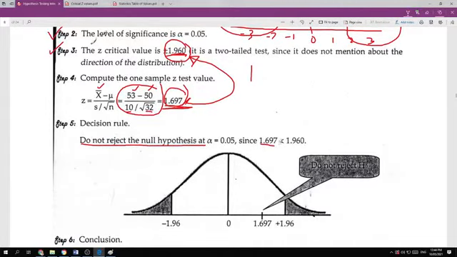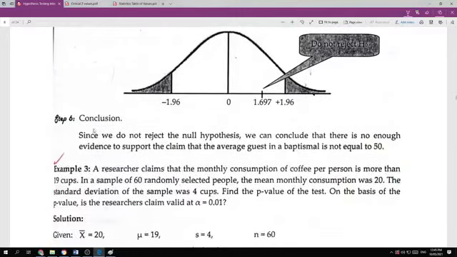So meaning, we do not reject the null hypothesis since the computed Z is less than the critical Z. Okay? If you're going to draw the distribution curve there, the 1.697 is located outside the rejection region. That's why we will not be rejecting the null hypothesis. So meaning, this will be our conclusion. Since we do not reject the null hypothesis, we conclude that there is not enough evidence to support the claim that the average guess in the baptismal is not equal to 50.